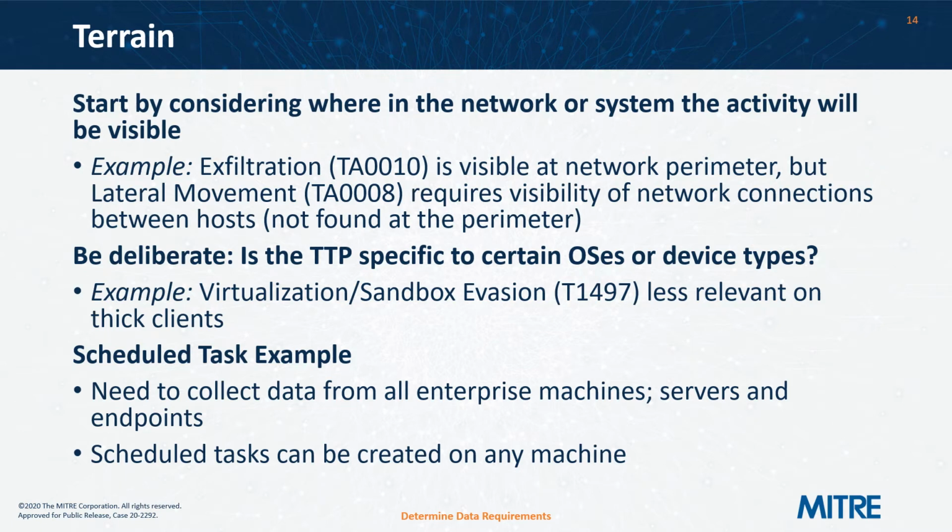You should also think through which types of devices and operating systems are relevant for the behavior in question. For example, detecting task scheduling will be optimized by collecting host-based event logs from all enterprise machines, both servers and endpoints, since that's where the behavior can occur. Detecting remote execution through remote task scheduling might also be visible by collecting network traffic from within the enclave.